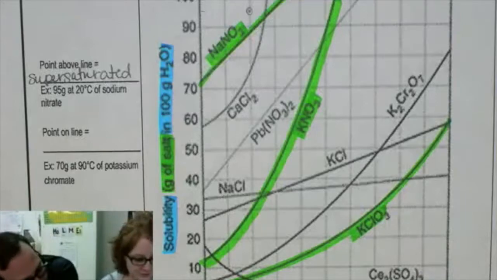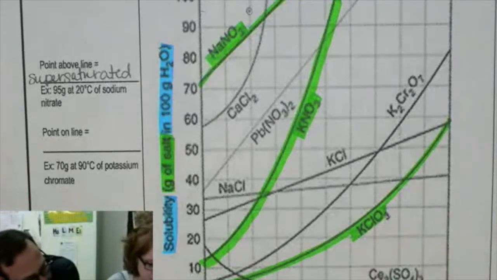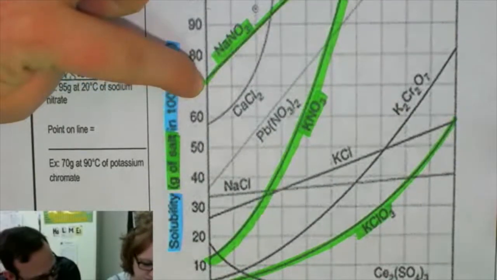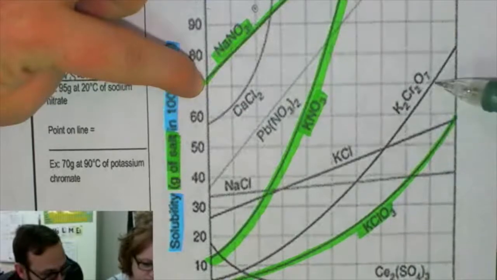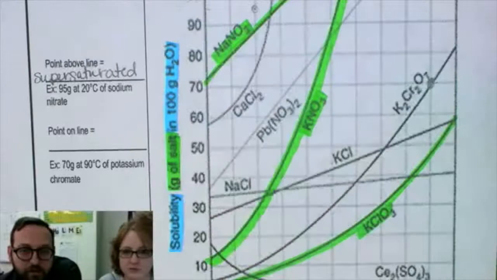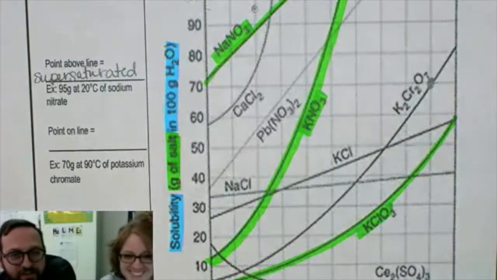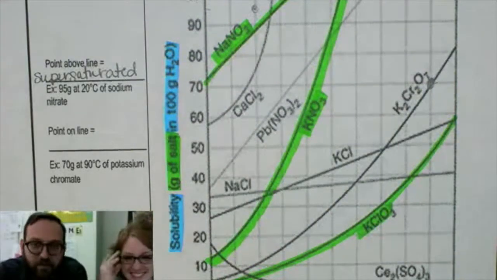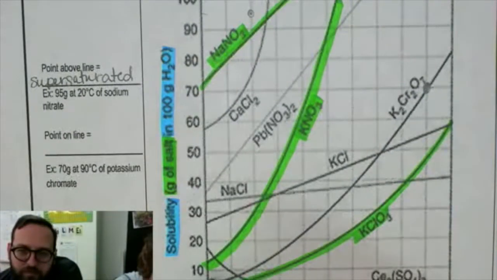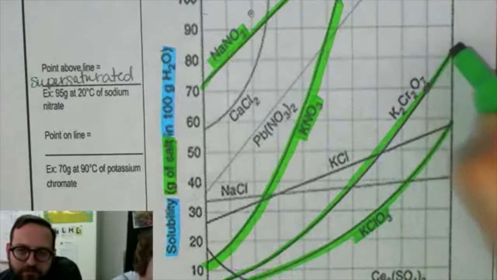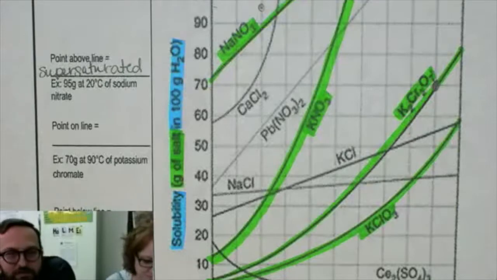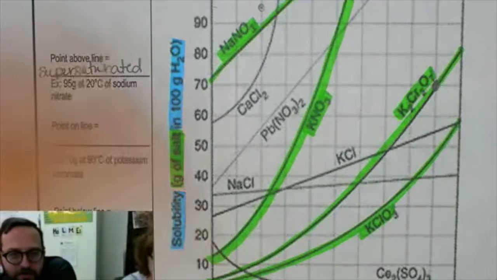Okay, now my other example is for potassium chromate, at 70 grams at 90 degrees. Which is right on the line. Oh, yes. We did the wrong one. Okay, so 70 grams. Here, go ahead and highlight that one. So we actually highlighted the wrong one for potassium chromate. We should have remembered that Cr is a symbol for chromate, but it is on the line for potassium chromate, so that means it is saturated.